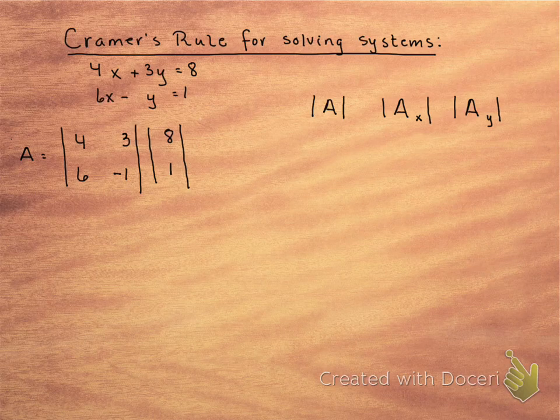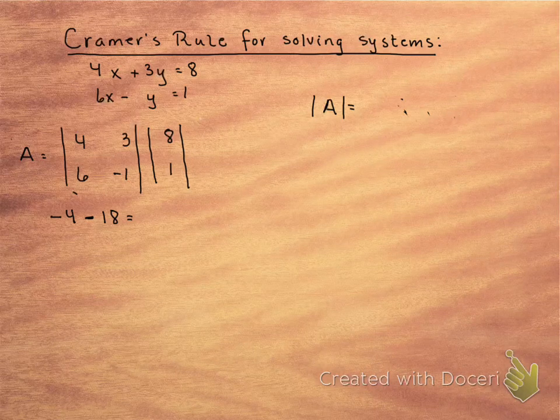So the determinant, we've got our matrix right here. We're going to find the determinant of that matrix. 4 times -1 is -4 minus 6 times 3, which is 18. So the determinant of the main matrix is -22. Well, here, you know what? I don't really have enough room. We'll write those in a different place.